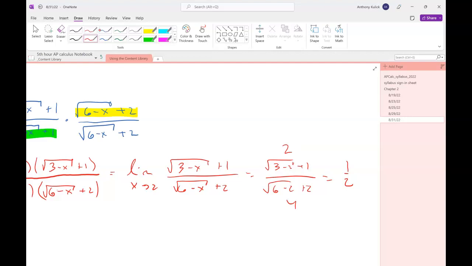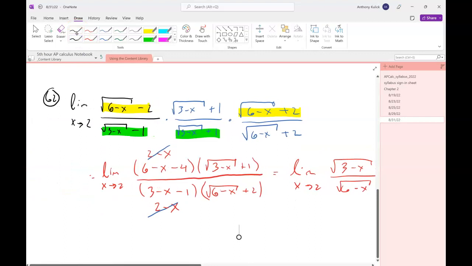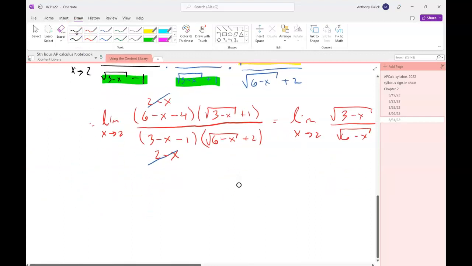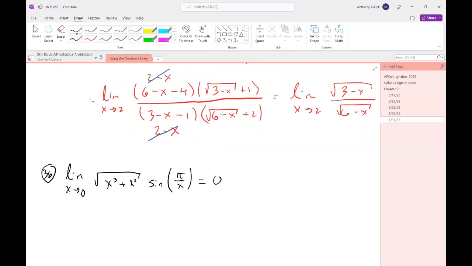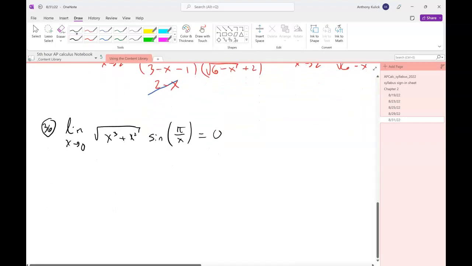From section 2.3, number 36. Sure. So this says, use the squeeze theorem to show this limit is 0. Okay, and then it says illustrate the function, or by graphing the functions of f, g, and h on the same screen.